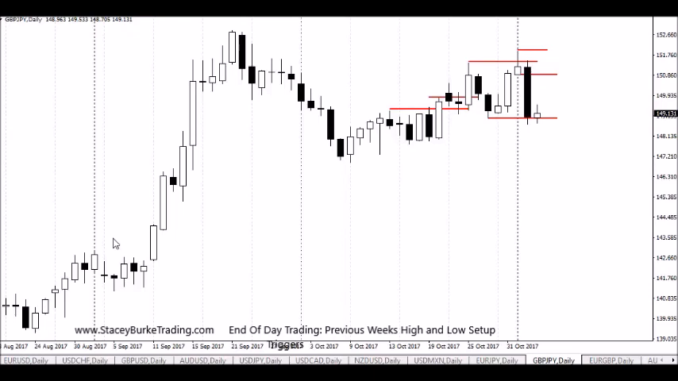Obviously there's other trade setups using short squeezes and hope lope setups, inside bars, pin bars, all those types of setups, but today we're focusing specifically on highs and lows of the previous week.